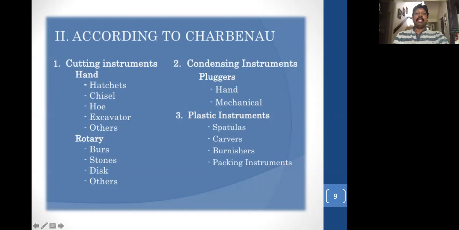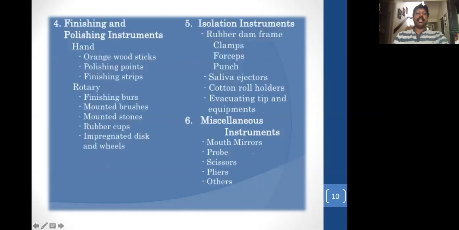Then condensing instruments, your hand plugger, mechanical plugger, means your amalgam condensers. Plastic instruments where you mix, like spatulas, carvers, burnishers, or cement carriers, all this comes under plastic. Remember this: cutting, condensing, plastic. Cutting is hand and rotary. And finishing and polishing, that is your finishing points, finishing strips, or polishing purpose. Finishing burrs, mounted brushes, this may be hand and rotary.